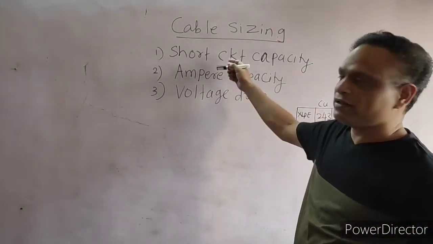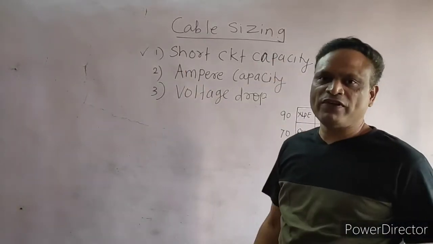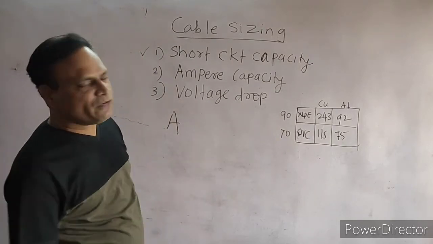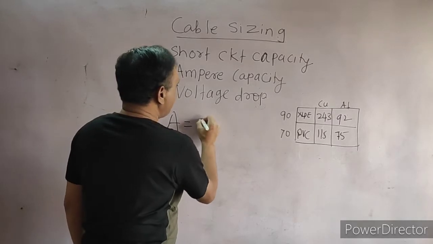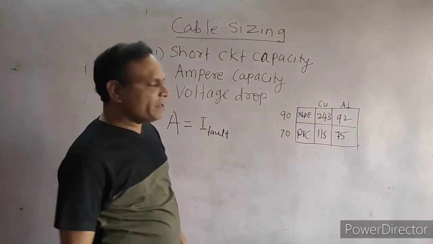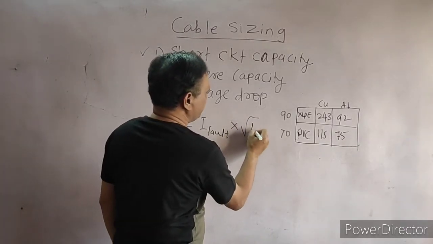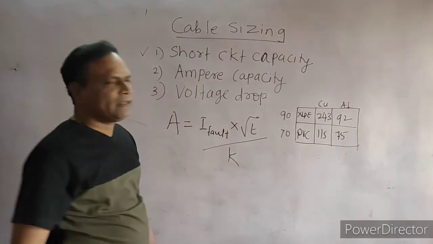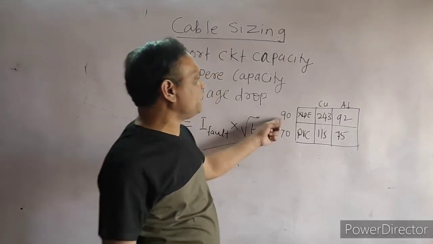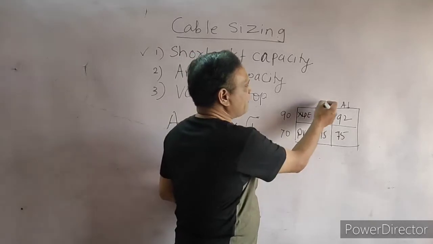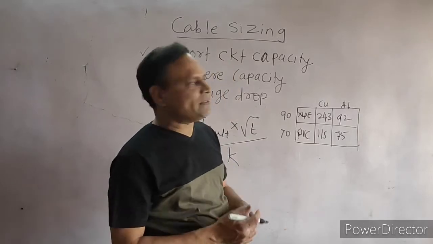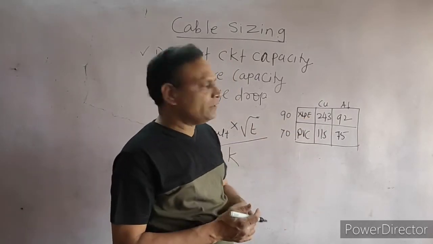Now we will see the first, that is the short circuit capacity of a system. The square mm area of the cable will be calculated as I fault, the fault current, into root T upon K. K is a constant factor according to what type of cable is used. Generally in industries these cables are copper and aluminium, XLPE and PVC cables.